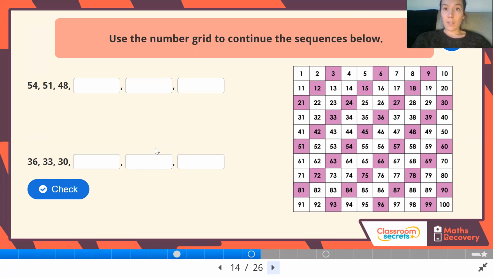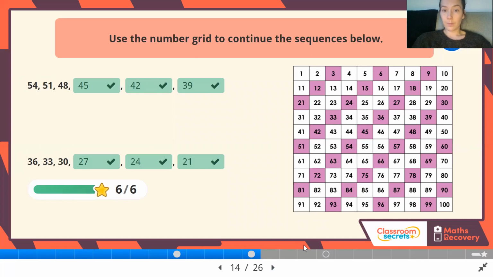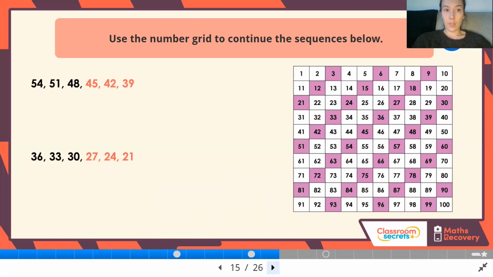It says use the number grid to continue the sequences below. So now we're going to look at counting back. What I would do is find 48, because we know that these numbers are decreasing, and look for the next number in the sequence as you're counting down in 3. So we've got 48, 45, 42, and 39. And then this one here, look for the 30. We've got 27, 24, and 21. And that just shows you the answers there.